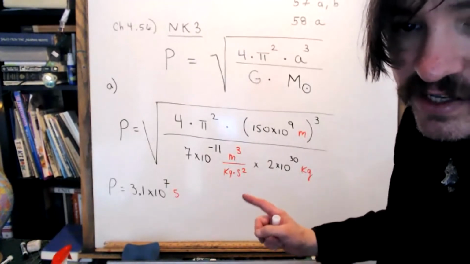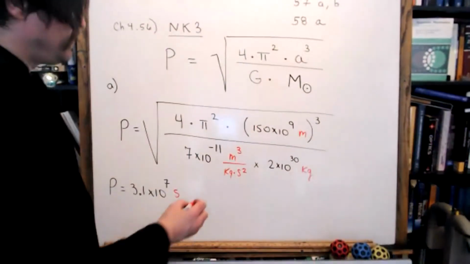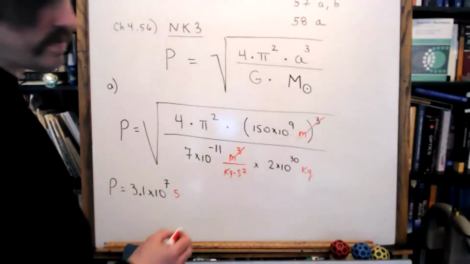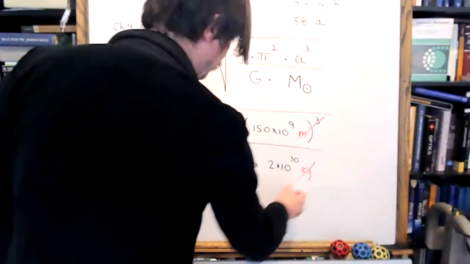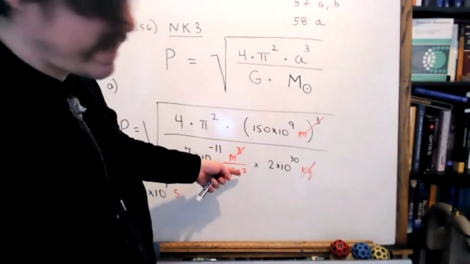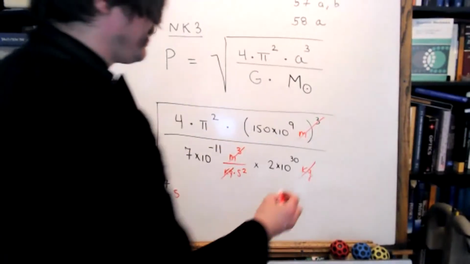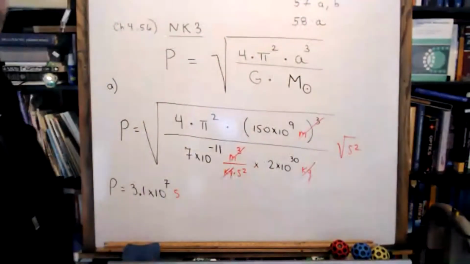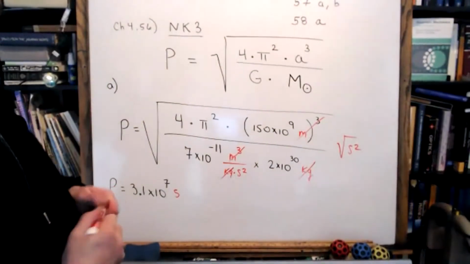Here's another way to look at it, Jenna. Watch our unit balancing. Meters cubed cancels with meters cubed. Kilograms cancels with kilograms. And 1 over seconds squared is seconds squared. But the square root of seconds squared is just seconds. Very tricky, right?